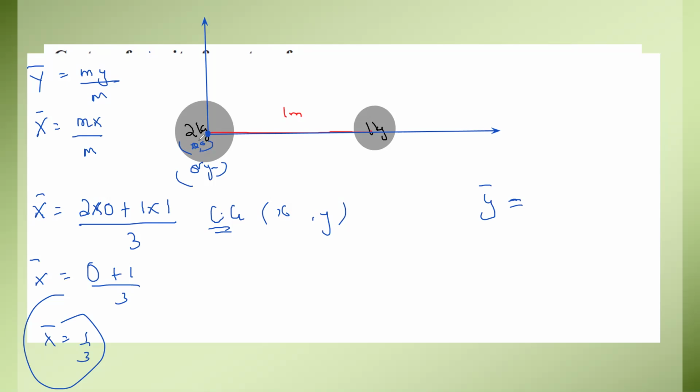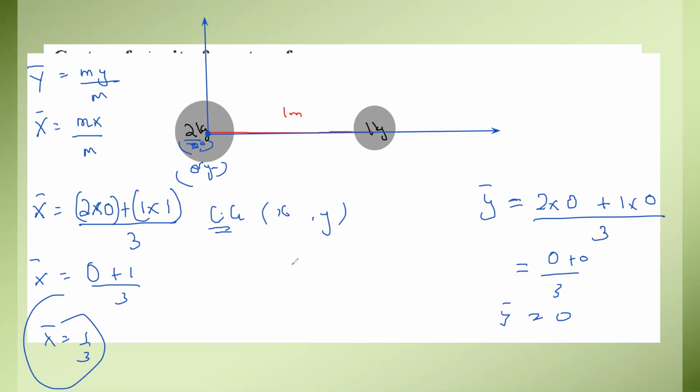So 2 is a mass and the distance from the origin is 0 for the x-axis. 1 is the mass and the distance on the x-axis is 1. So 1 multiplied by 1 is 1. So 0 plus 1 is 1 by 3. So the x coordinate is 1 by 3. Now what about the y coordinate? Look, they both have y-axis distance 0 because they are on the x-axis. So the mass is 2, the distance from the y-axis 0, plus the mass is 1 and the distance from the y-axis 0, divided by the sum of the masses of the system, which is 3. So 0 plus 0 divided by 3. So this will give us 0.